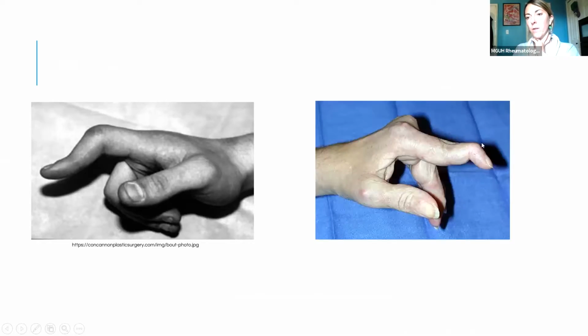I don't know if your setups make it easy for you to answer questions or not. This one here is called a boutonniere deformity. So the PIP is flexed and the DIP is hyperextended. This is the more famous one that you probably have heard of, a swan neck deformity, in which the DIP is flexed and the PIP is hyperextended.